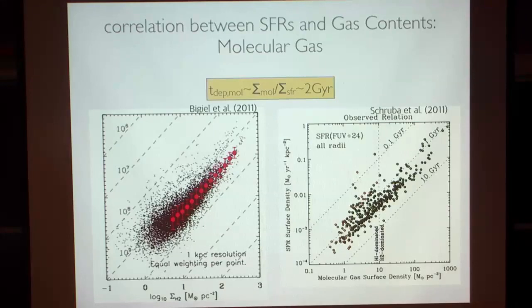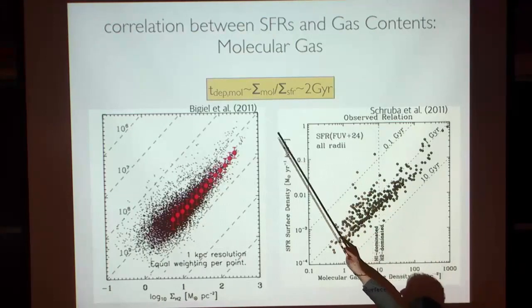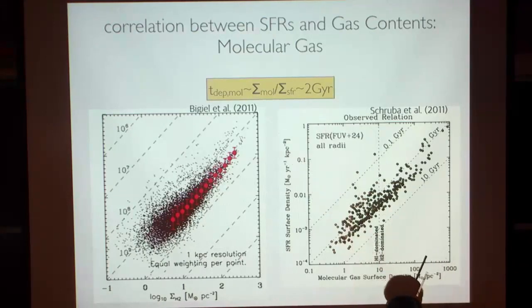But it still showed this gas depletion time from this molecular surface density and the star formation rate relation. We can get this very long gas depletion time, about 2 giga-year, while the usual preferred time is about 10 million year level. So it also still tells us about very inefficient gas consumption.